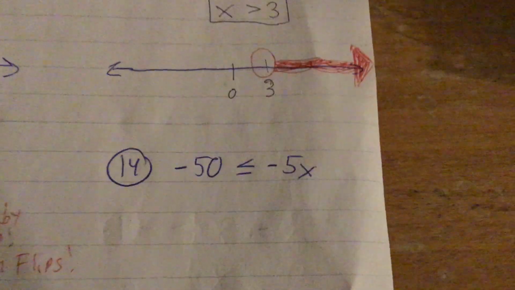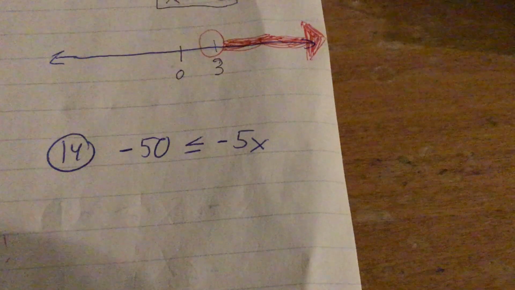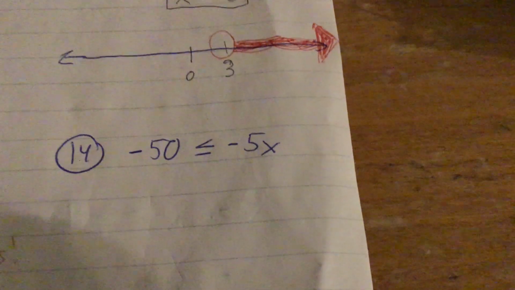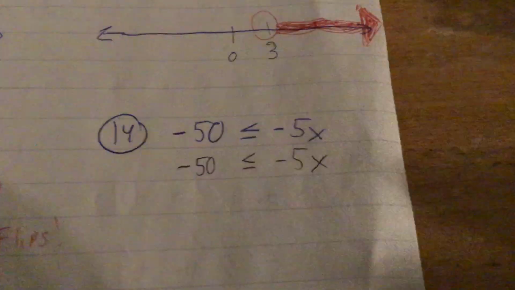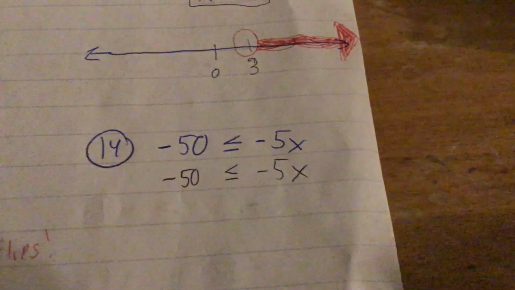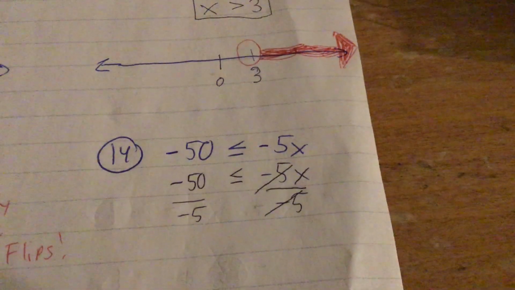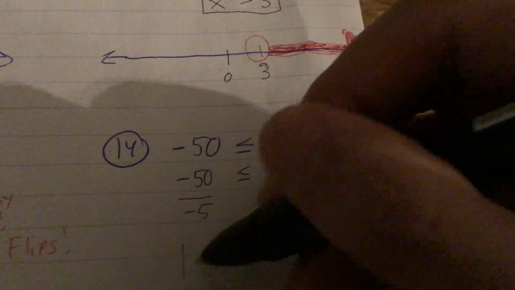Okay, let's take a look at number 14 now. Negative 50 is less than or equal to negative 5x. Okay. If this was an equal sign problem, how would I isolate x? I would divide both sides of the inequality by negative 5. That cancels out, leaving me with negative divided by negative makes a positive, so that'd be 10.